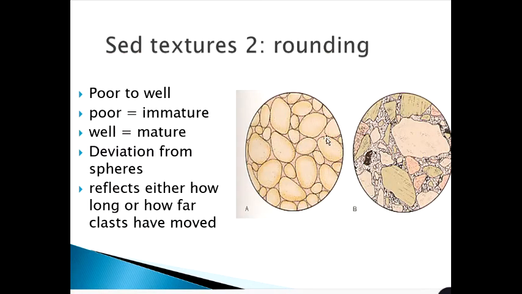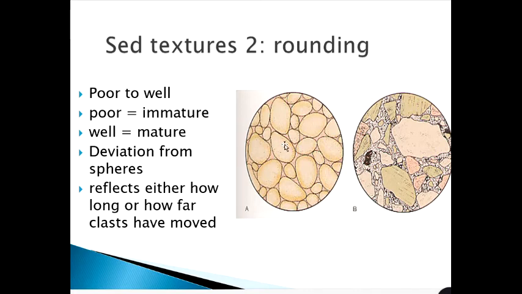Now, when we look at the clasts, we describe a few other things. We talk about how rounded they are, and we describe it as a continuum. There's a spectrum from poorly rounded to well-rounded. Poorly rounded specimens are said to be immature, well-rounded mature.